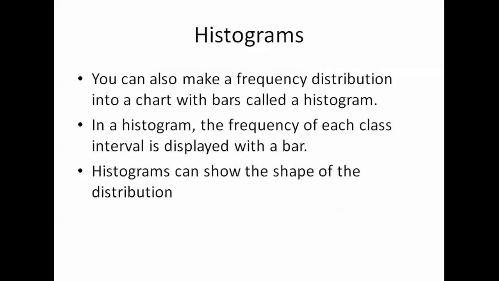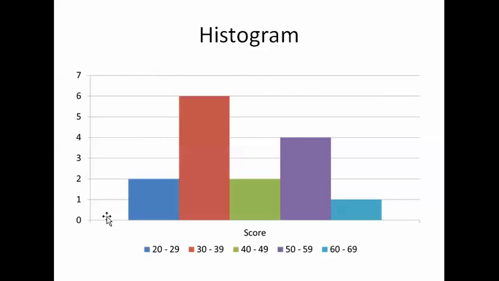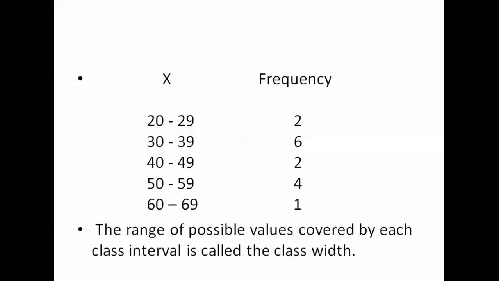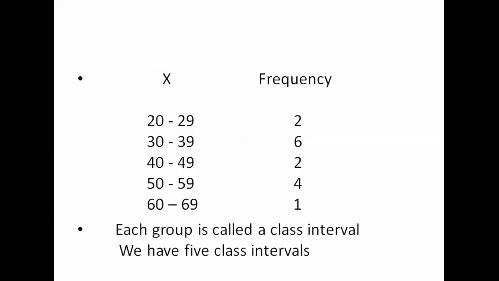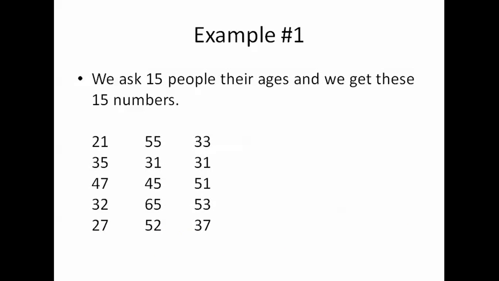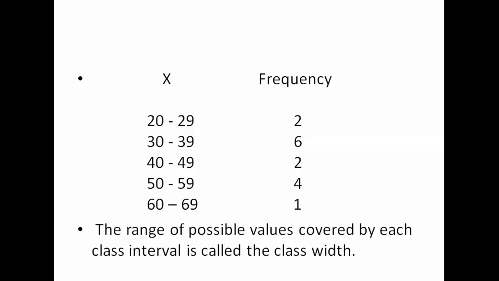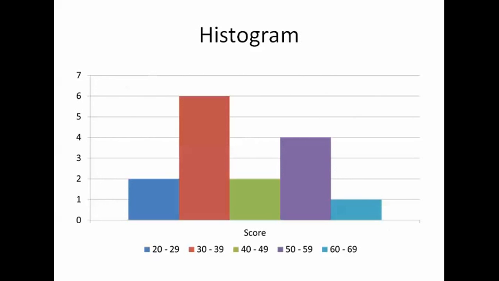So we talked about histograms. In a histogram, each of the frequencies that were in that F column is shown as a bar. This is a histogram of those 15 heights that we saw on another slide. It's a histogram of this table right here. Well, we started with this data, these 15 heights. We made them into a frequency table, and then now I'm taking this table and making it into a histogram.